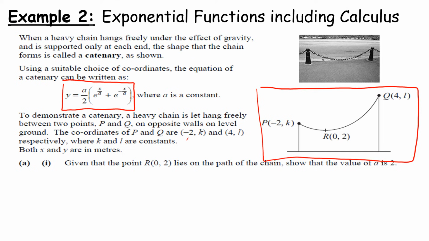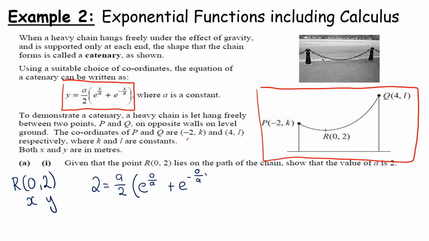Anytime we know that a point is on a function or on a line or on a circle, we sub it in. So we have (0, 2). This represents x and this represents our y. So going with our formula, I'm going to go straight to sub in because I have a huge amount of space. Instead of y I'm putting in 2. a over 2 bracket e to the power of 0 over a plus e to the power of minus 0 over a.